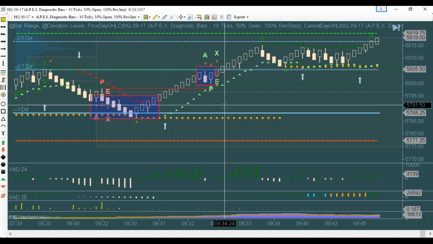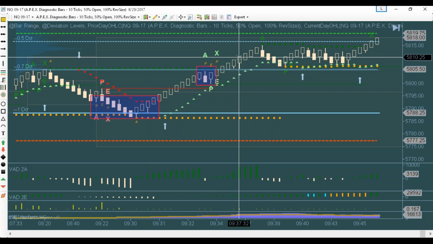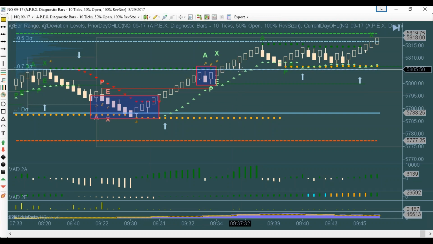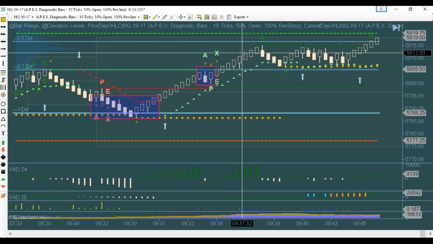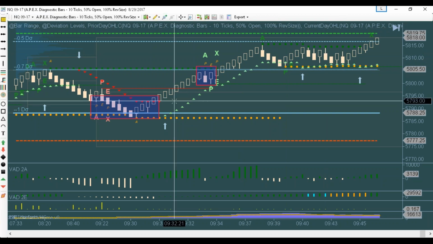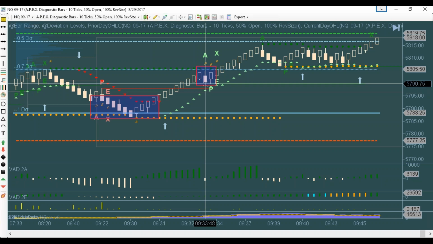But in general, it's the same concept, right? So a sling is a big wick pullback and then taking off. Okay? You see that? But here they pulled back far enough to create a down close reversal bar.